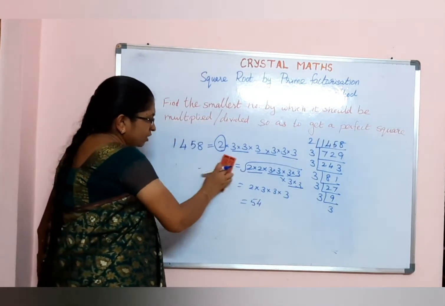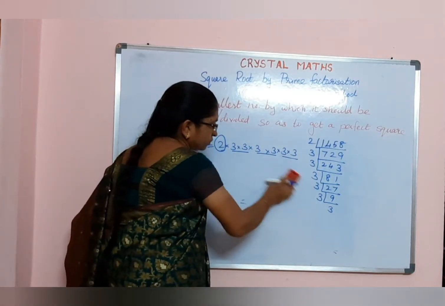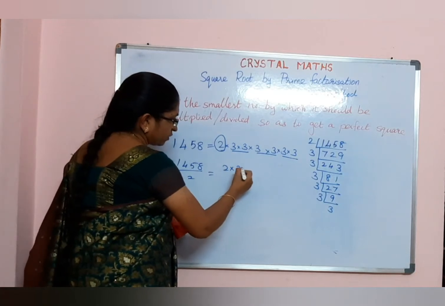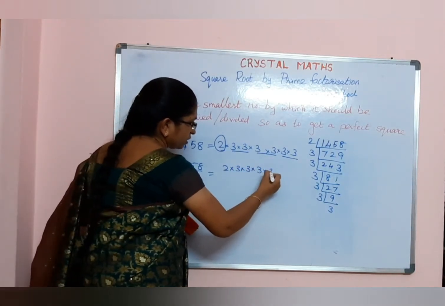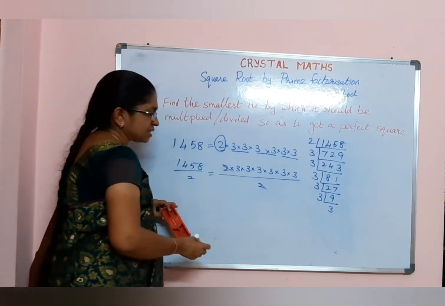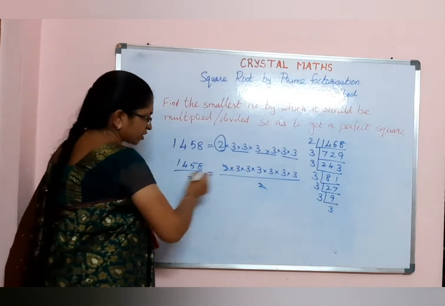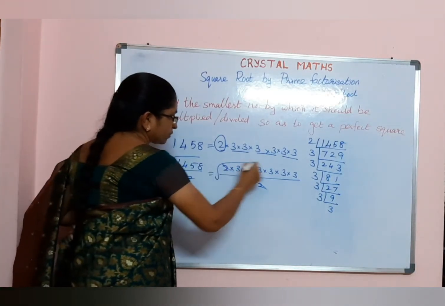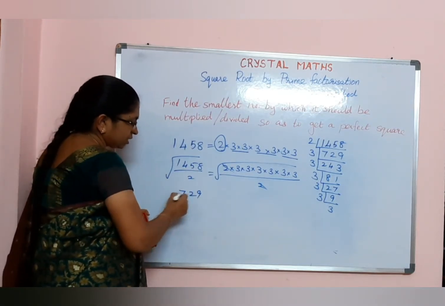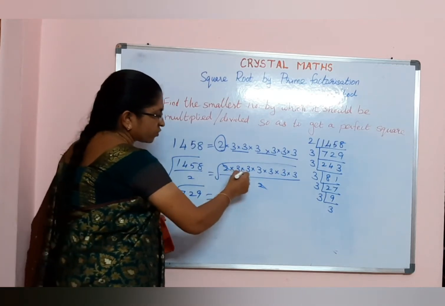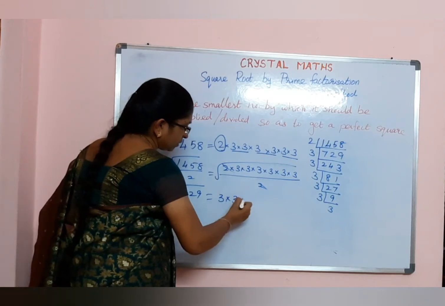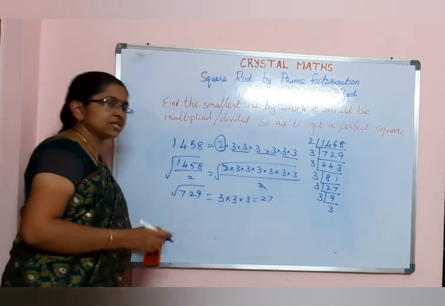The same way, if we divide, we will get it. Let us see. 1458 by 2, we can take the prime factors in product form itself. If you divide this by 2, the 2 and 2 will get cancelled. Now we have the remaining numbers in pairs. If you take the square root, you can write one number from each pair. This side we have 729. Square root of 729: 3 pairs of 3's are there. So 3 into 3 into 3. The answer is 27.